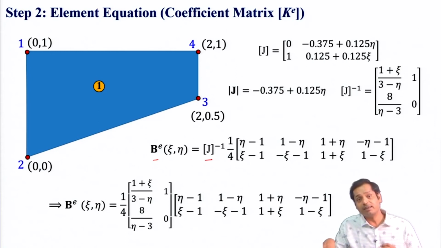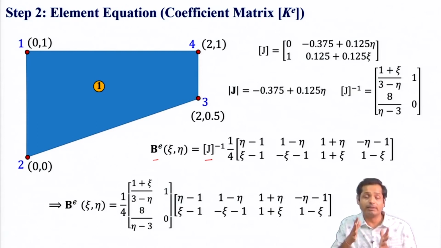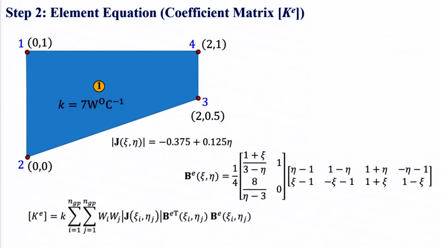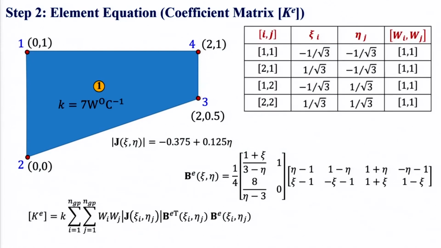Once the B is written in terms of xi and eta, we can get the element of the coefficient matrix as a function of xi and eta, and then that element needs to be integrated over the entire domain, and that integration we can do using the quadrature technique. So we know that this is the coefficient matrix. We'll use the 2-point quadrature rule, and if an n-point quadrature rule can integrate a polynomial up to degree 2n minus 1, then here the 2-point quadrature rule means we can integrate a cubic polynomial.